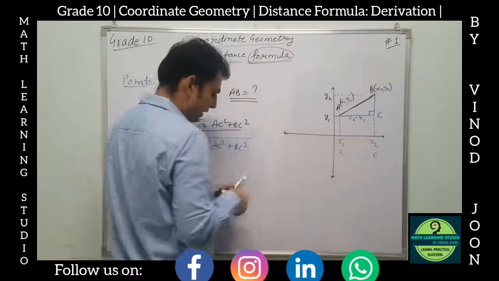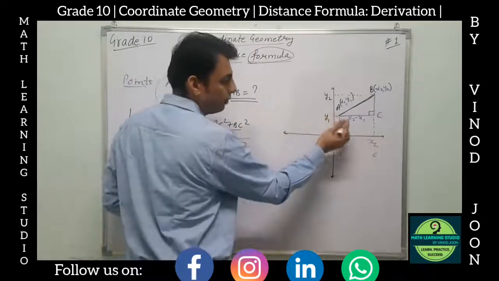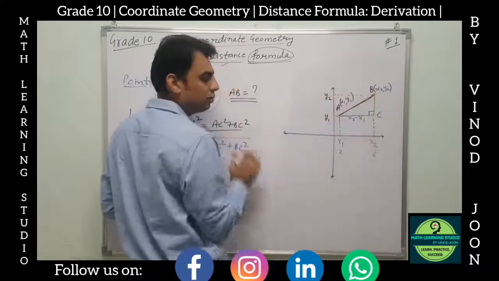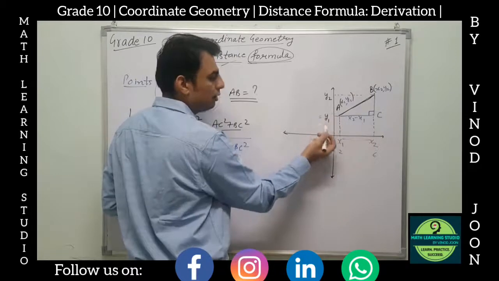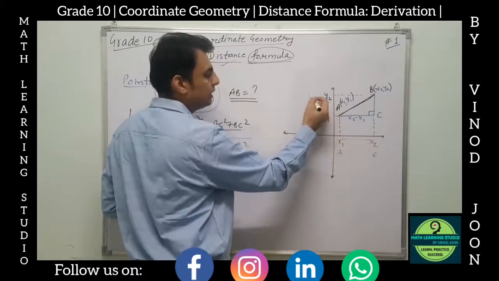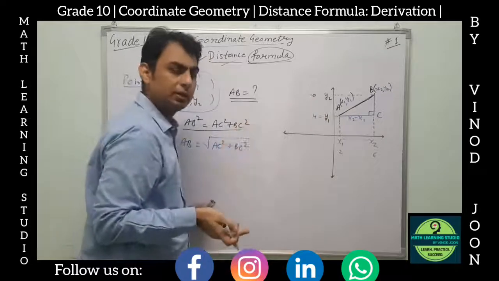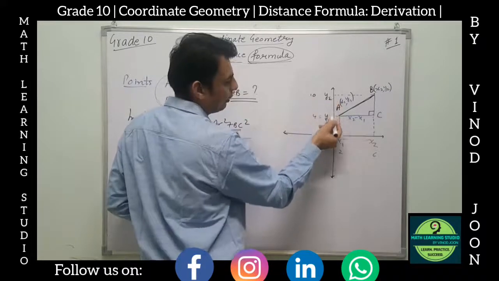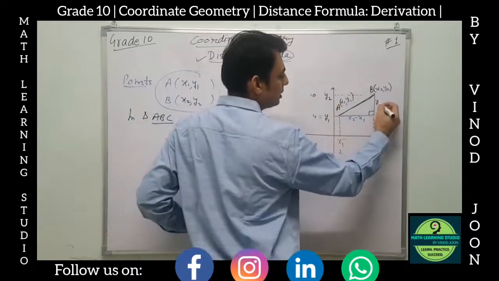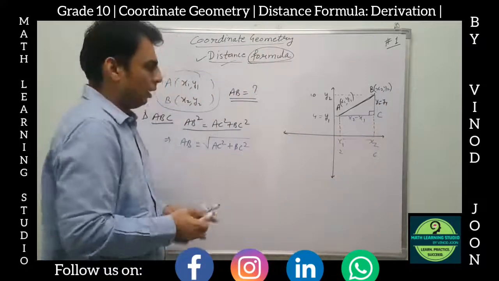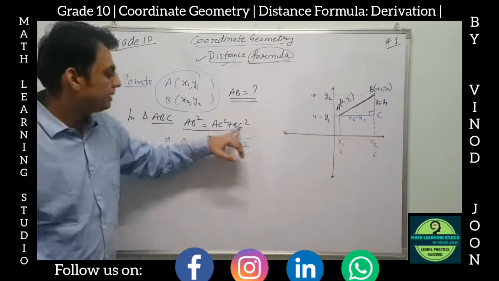Similarly, on the y-axis we have this length, and it is equal to BC. So suppose y1 को हम 4 बोल देते हैं and y2 say is 10. So what becomes this length? 10 minus 4, 6 units. But general में क्या लिखेंगे? y2 minus y1. So this distance becomes y2 minus y1. Right? So we got the values of AC and BC.